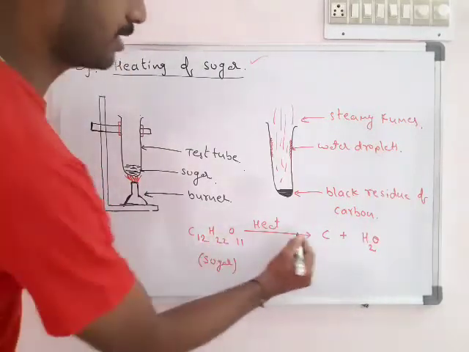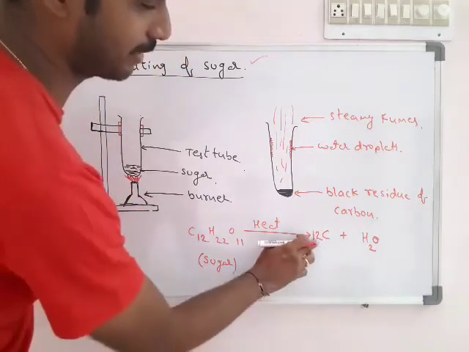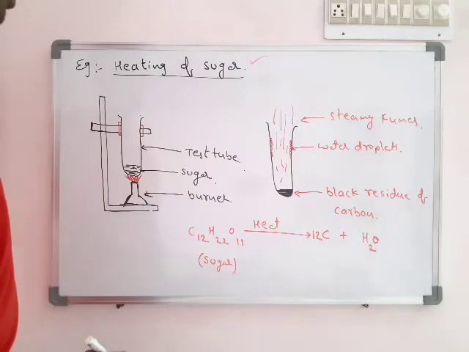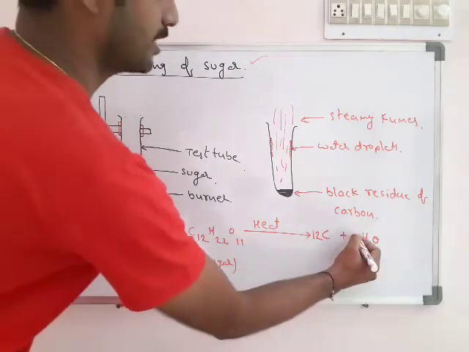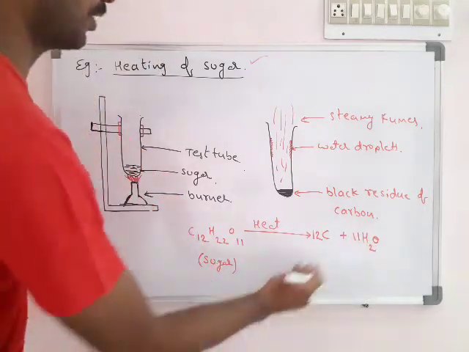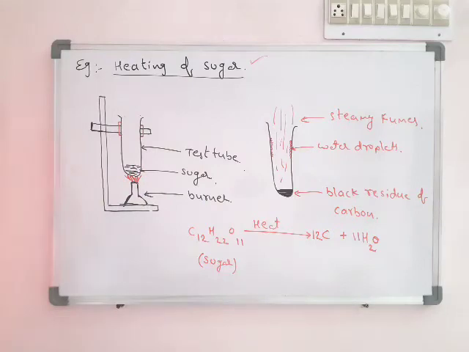Here there are 12 carbons, and we are trying to balance by the hit and trial method. 12 carbons. How many oxygens and hydrogens? 22 hydrogens, and just put 11 oxygens. So 12 carbons, 22 hydrogens, 11 oxygens. So it is balanced.